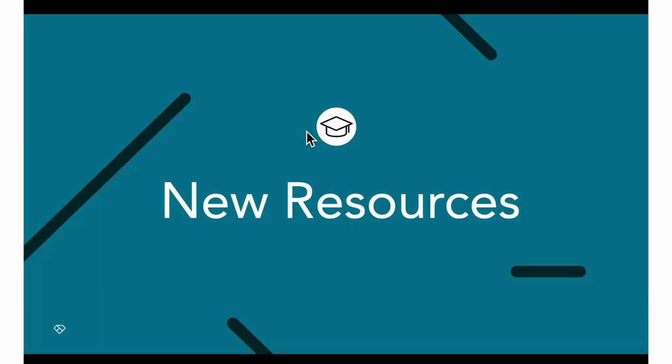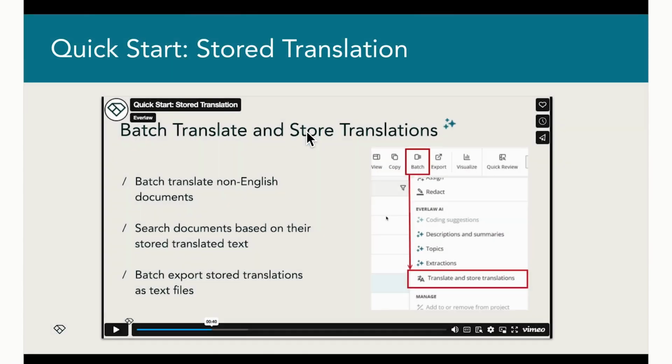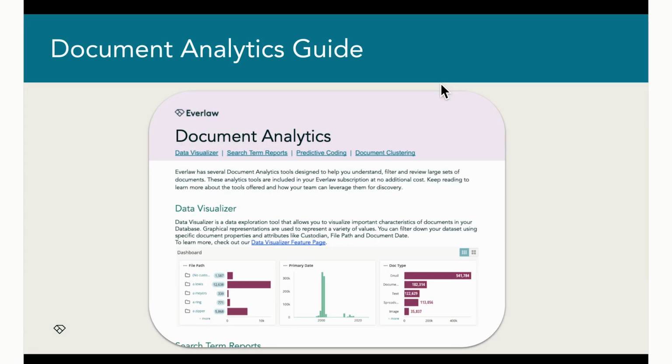And finally, to help you get the most out of the platform, I want to share a couple of new resources with you. The first is a new quick start video on our store translation feature. If you need to review documents in a different language, Everlaw AI can batch translate them for you. This video shows you how to store these translations, which allows you to search across the translated text and even export it. We also have a new document analytics guide. This is a great resource that helps provide a high level overview of our document analytics tools to help you get started.